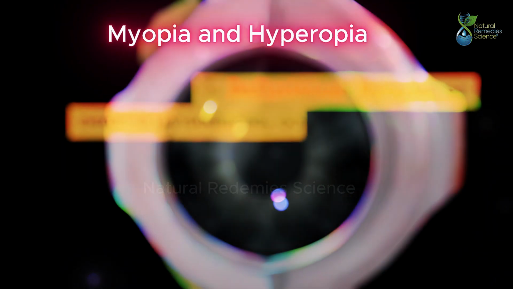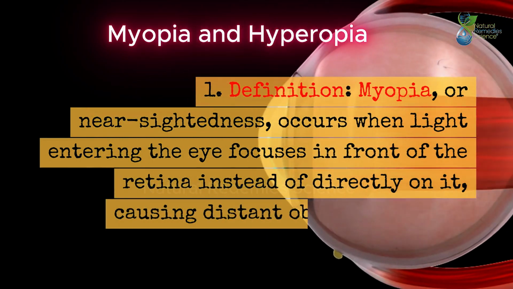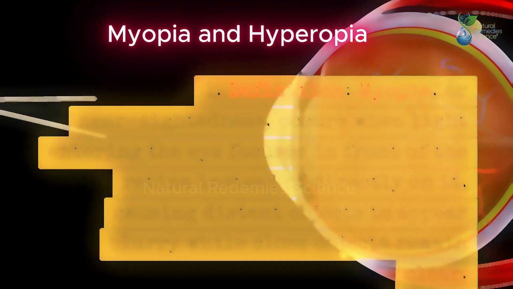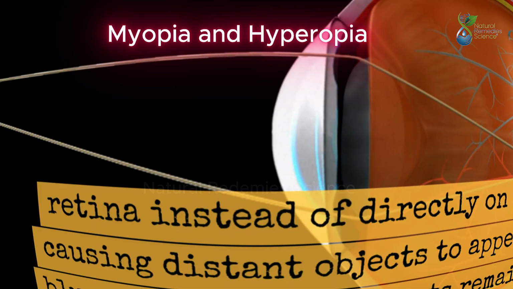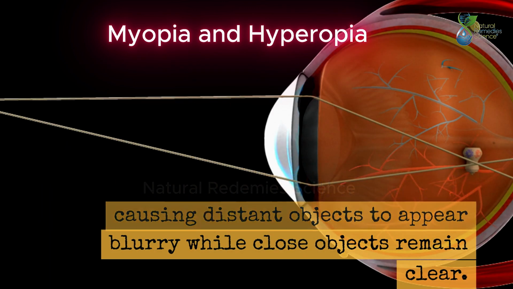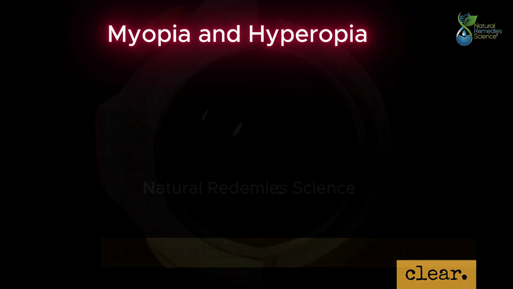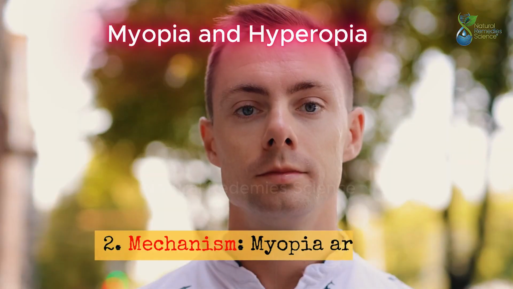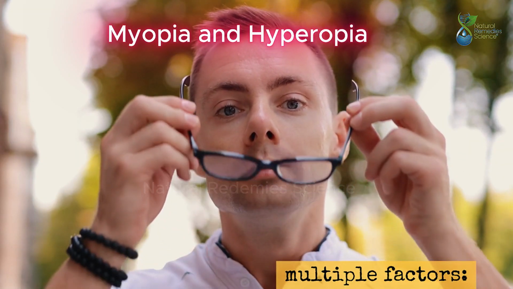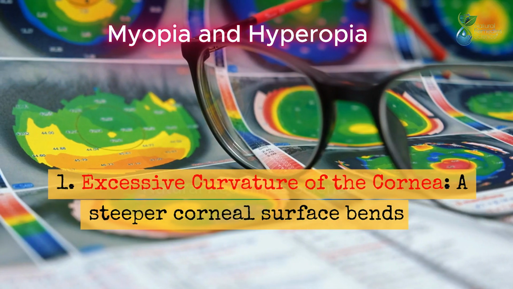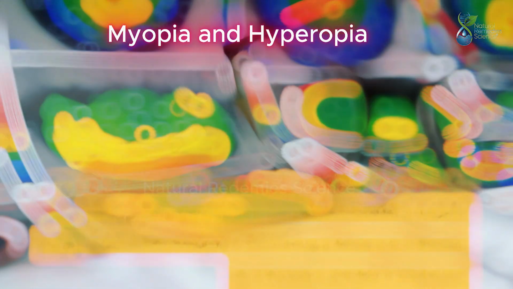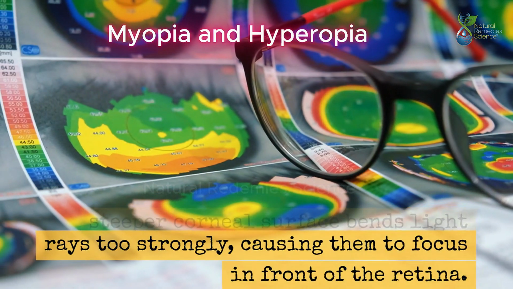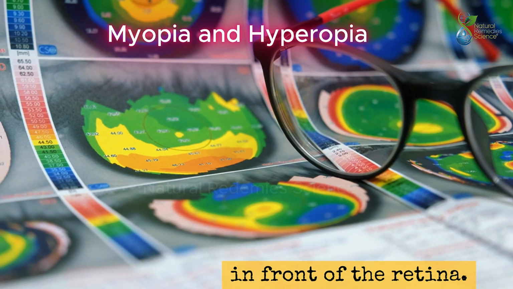Myopia. 1. Definition. Myopia, or nearsightedness, occurs when light entering the eye focuses in front of the retina instead of directly on it, causing distant objects to appear blurry while close objects remain clear. 2. Mechanism. Myopia arises due to multiple factors. 1. Excessive curvature of the cornea. A steeper corneal surface bends light rays too strongly, causing them to focus in front of the retina.